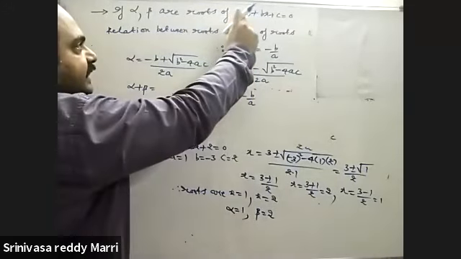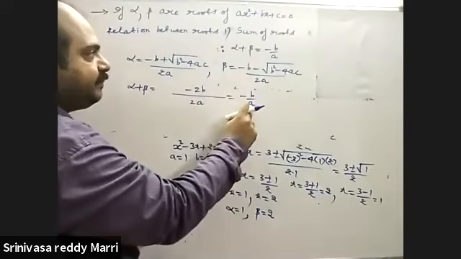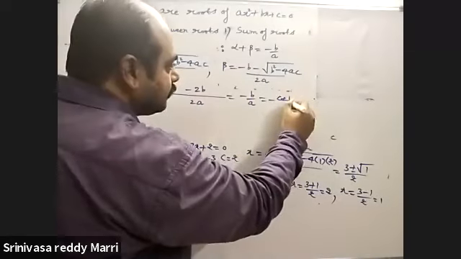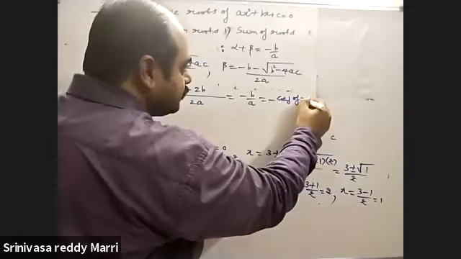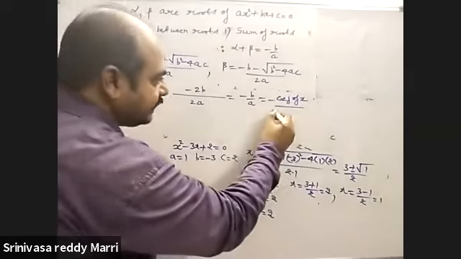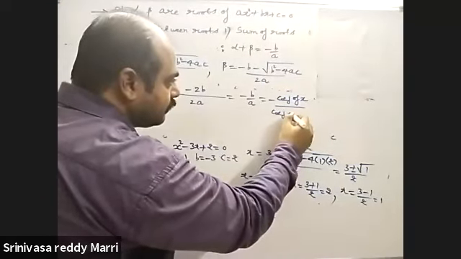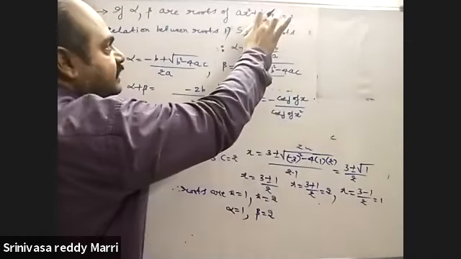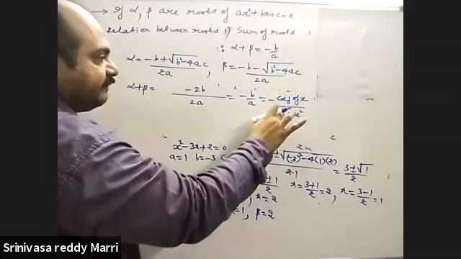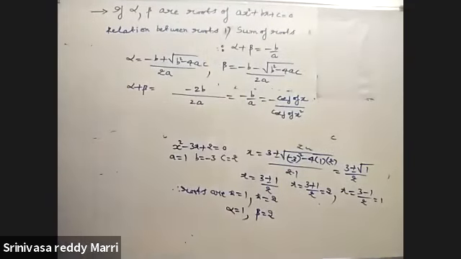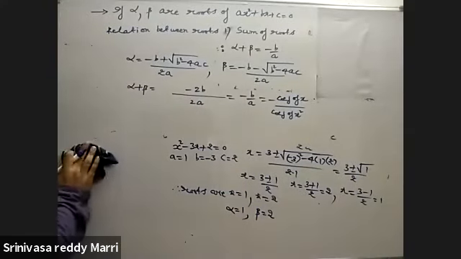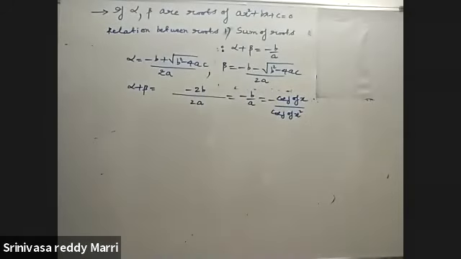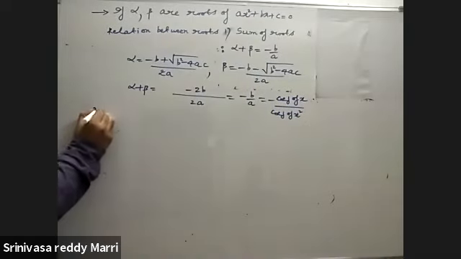So in the expression ax square plus bx plus c, minus b by a means minus coefficient of x divided by coefficient of x square. Coefficient of x means the constant before x, and coefficient of x square means the constant before x square. Like that, one relation is the sum of the roots. Next relation is the product of the roots.